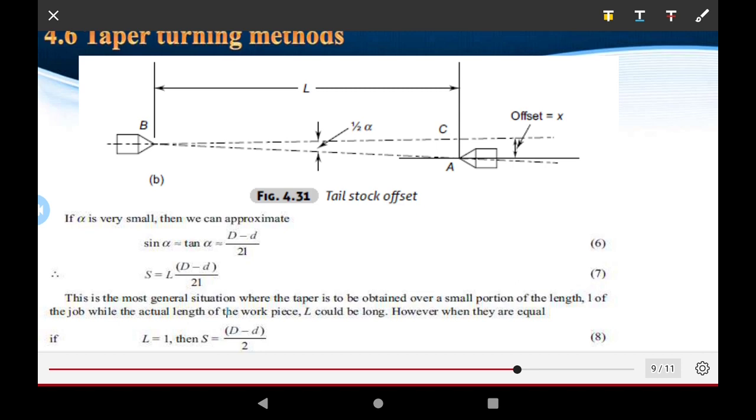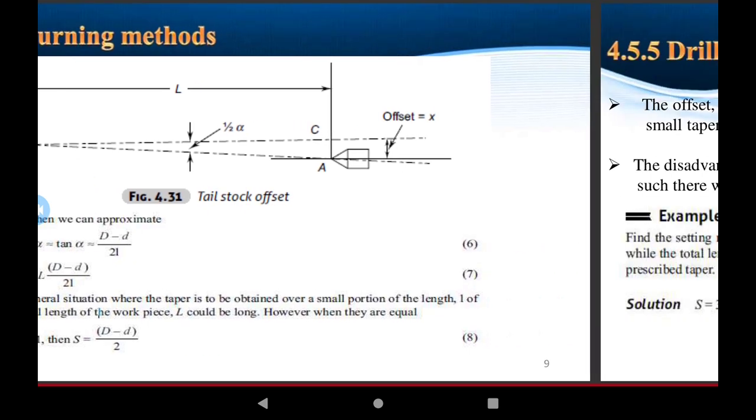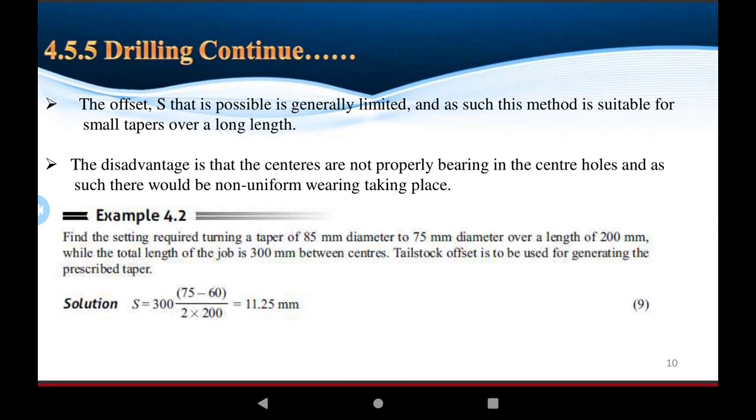Okay, and this is the most general situation, appearing for a small portion of the length L parallel to the axis, while the actual length of the workpiece is L, the total length of the workpiece. If L is equal to 1, then S equal to capital D minus small d upon 2. Okay, and this is equation 8.